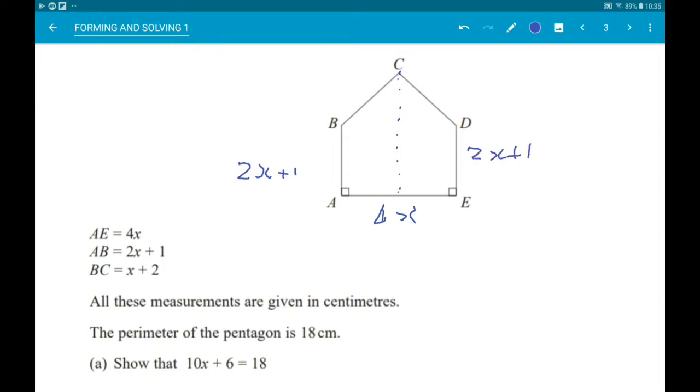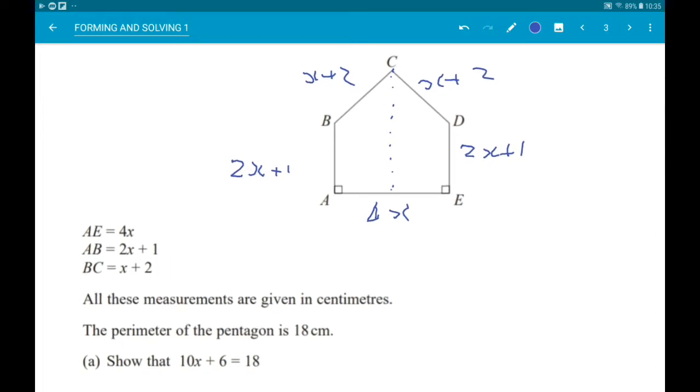And then we know that BC is x add 2. Again, by the symmetry, CD is then the same. So, what we need to do now is get the perimeter algebraically. So, the perimeter.